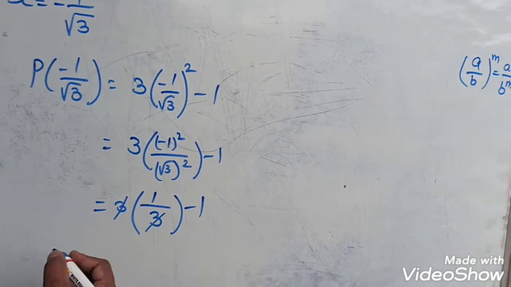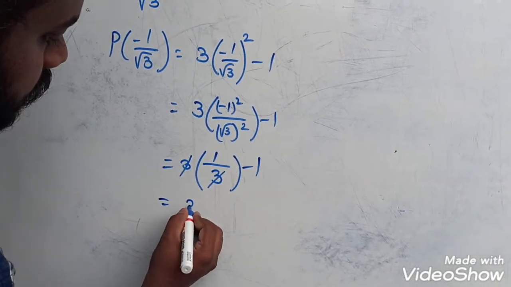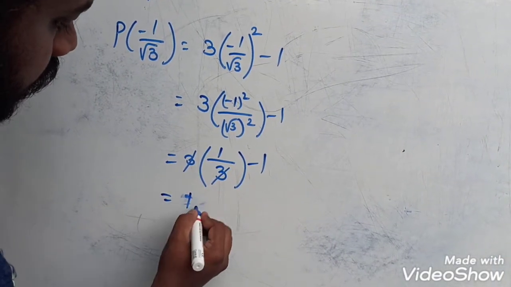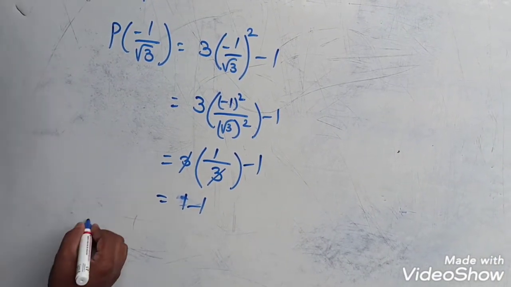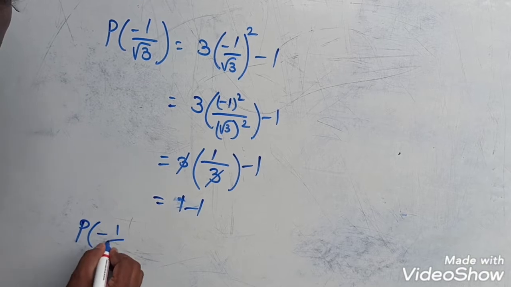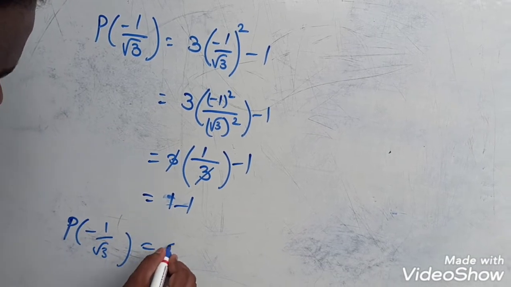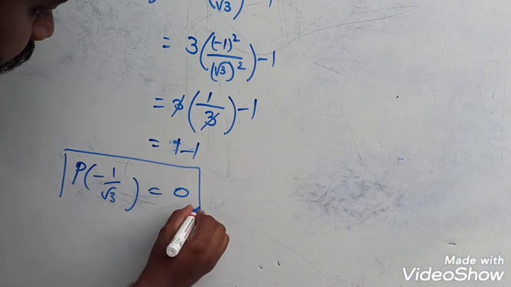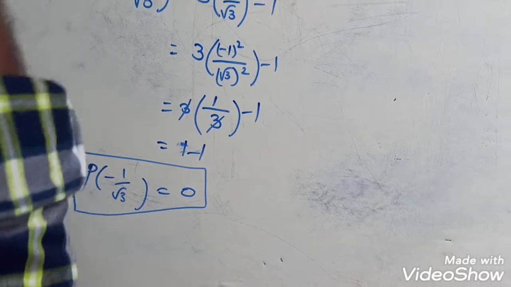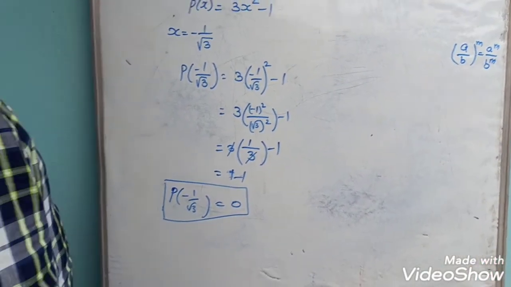So finally we get 1 minus 1. So p of minus 1 by root 3 is equal to 0. We conclude that minus 1 by root 3 is a zero of the polynomial.